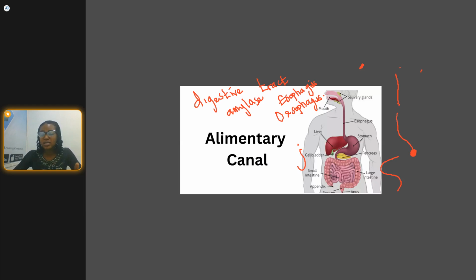From the small intestine, you can see something around the small intestine that is big. We call this the large intestine. As you can see, it is larger than the small intestine, hence the name large intestine.